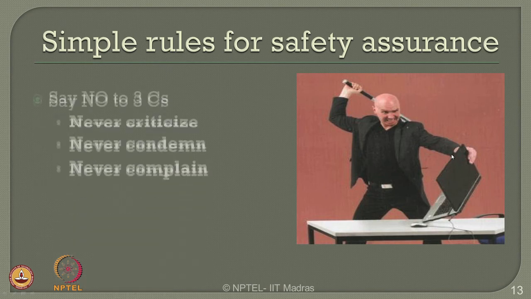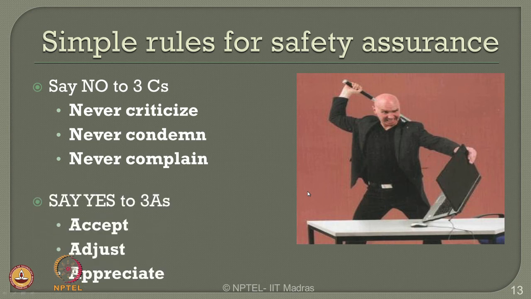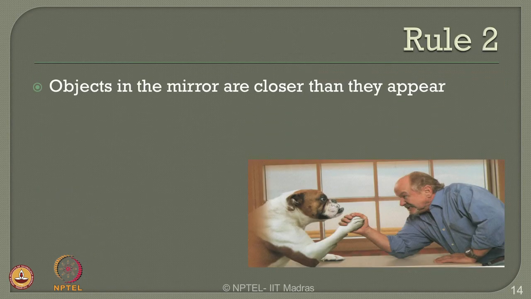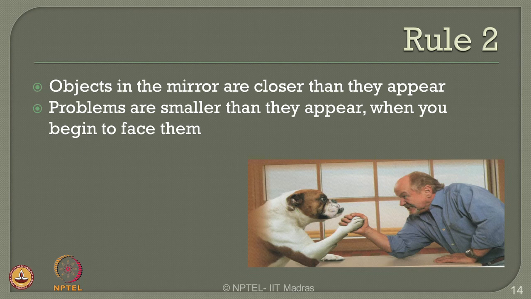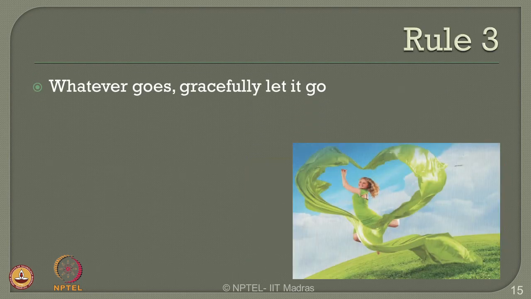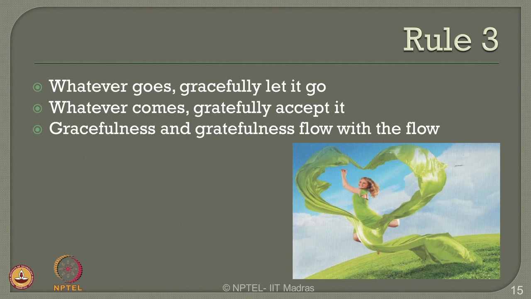Simple rules for safety assurance: say no to the 3 C's, never criticize, condemn and complain. Say yes to the 3 A's: accept, adjust and appreciate. Rule 2, objects in the mirror are closer than they appear, as applicable to the oil and gas industry. Problems are smaller than they appear when you begin to face them. So, face the problem, try to resolve it amicably and be proactive. Rule 3, whatever goes, gracefully let it go, whatever comes, gratefully accept it. Gracefulness and gratefulness should flow with the flow of oil and gas.